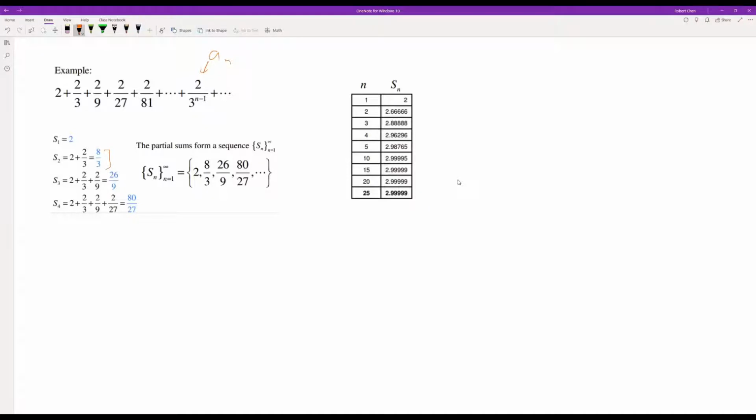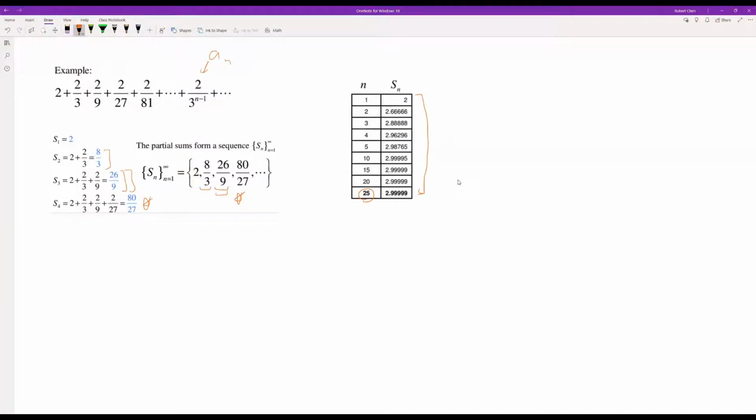a third, 26 over 9, and then S4 would be 80 over 27. And if you keep going on, then we can build a table like this. As you can see, when we add the first 25 terms, we get 2.999999, which is very close to 3, right?